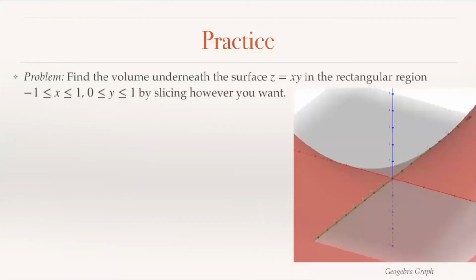And the graph of z equals xy looks like this. So x from -1 to 1 and y from 0 to 1. We had a region that looked like this. And you can see that the positive volume there looks like it cancels out with the negative volume there due to symmetry.